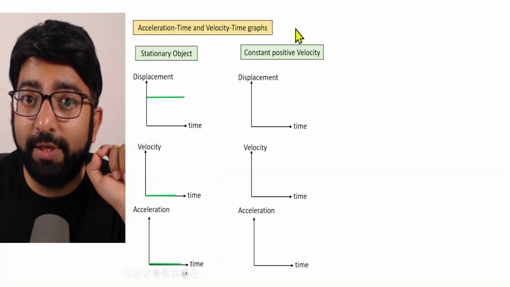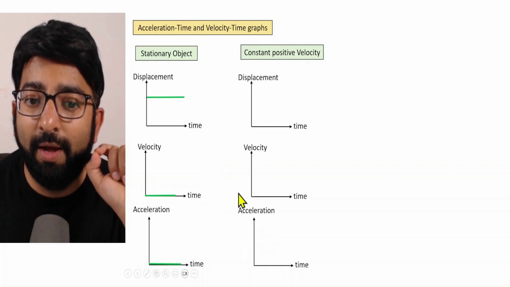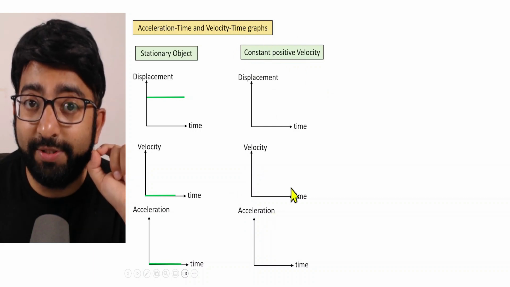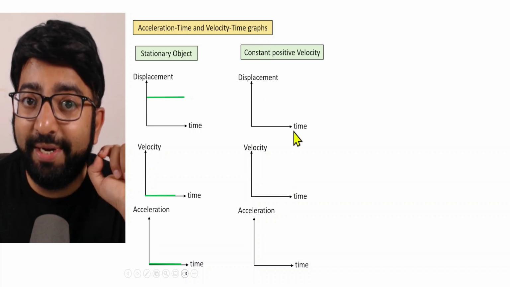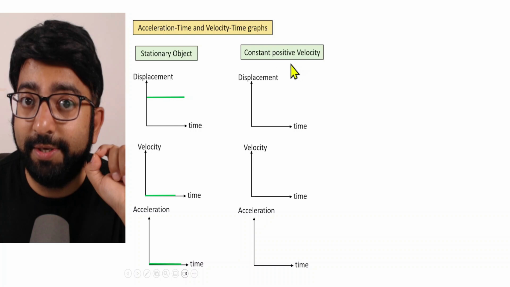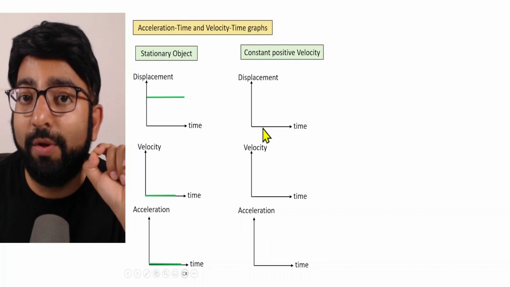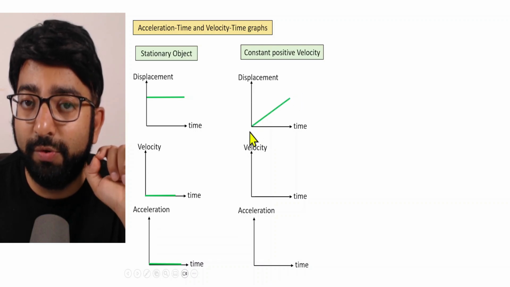Similarly, let's consider case number 2. If the object is moving with a constant positive velocity, how will the graphs look? Since the velocity is constant, the velocity time graph at least will be a horizontal straight line. But what about displacement? If the velocity is constant, then displacement increases with time at a constant rate. That means the graph will be a straight line passing through the origin.